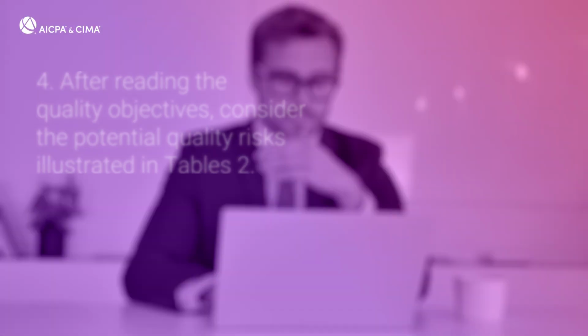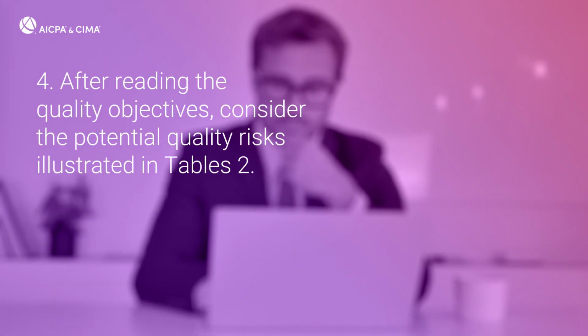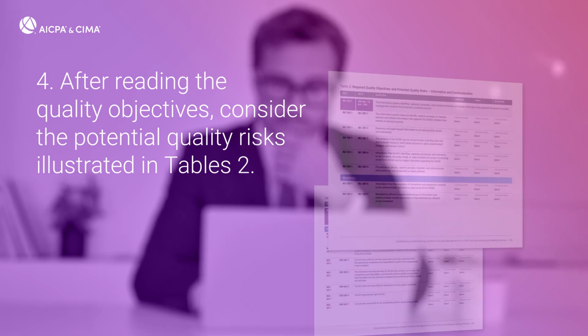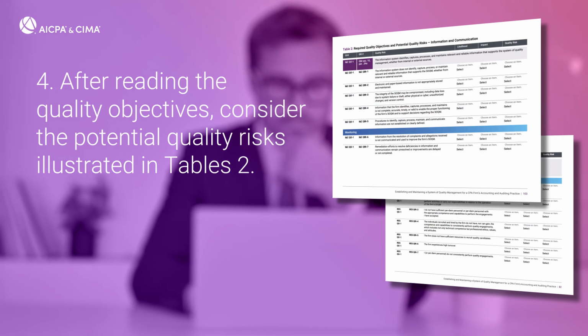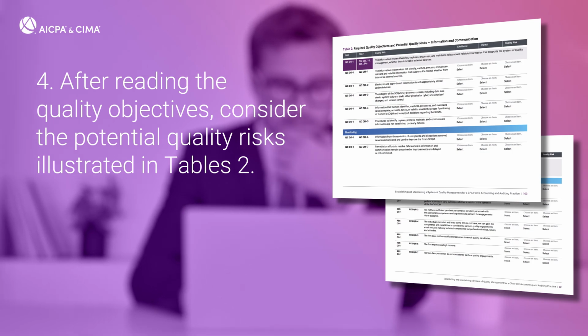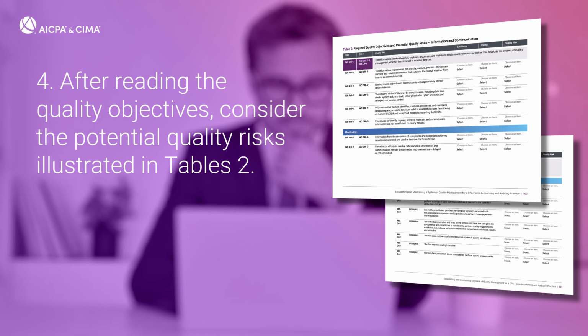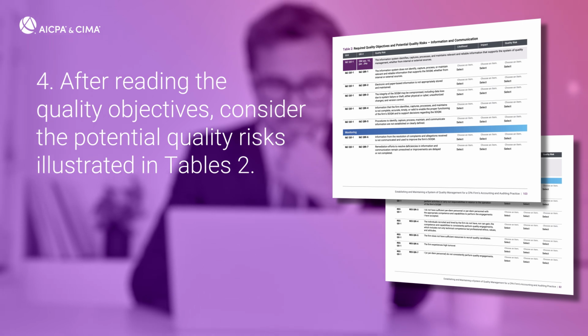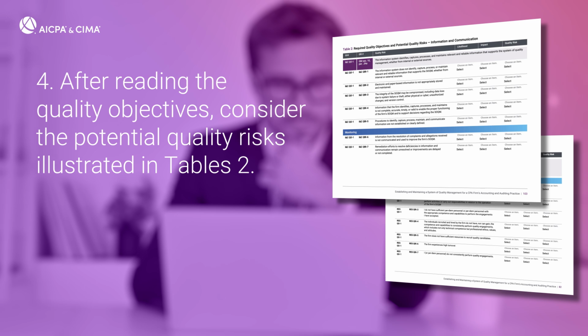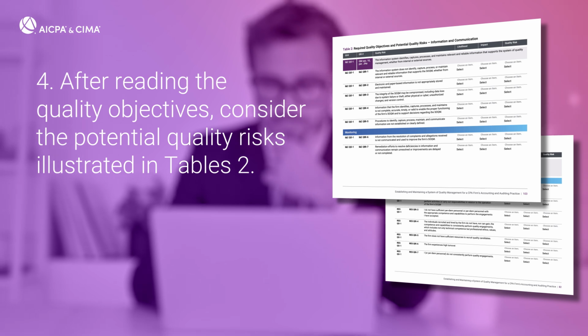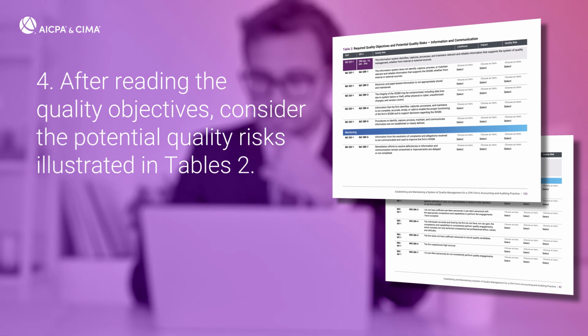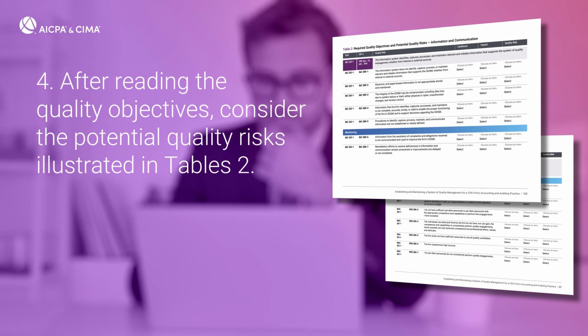4. After reading the quality objectives, consider the potential quality risks illustrated in Tables 2. Copy the risks you believe are applicable, or can be modified to be applicable, to the nature and circumstances of your firm. Then paste them in the Excel spreadsheet under the related component objectives. Modify the risk as appropriate based on the nature and circumstances of your firm.